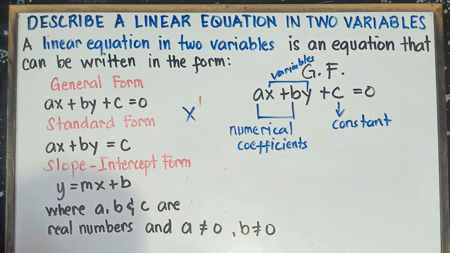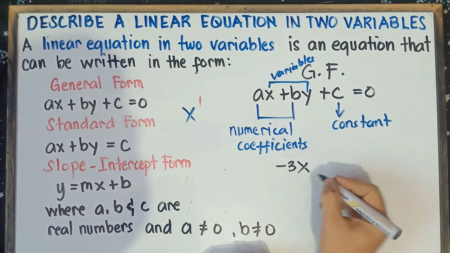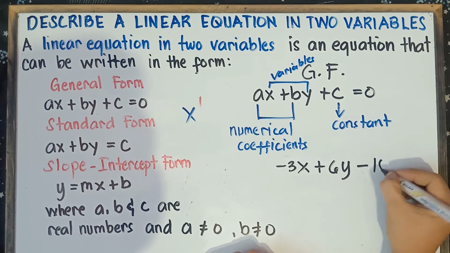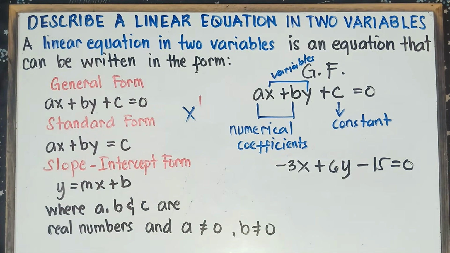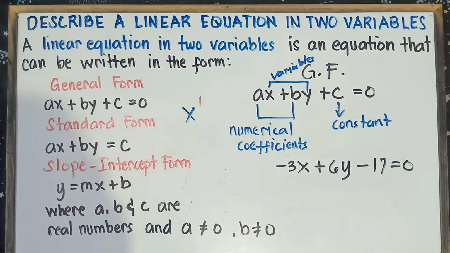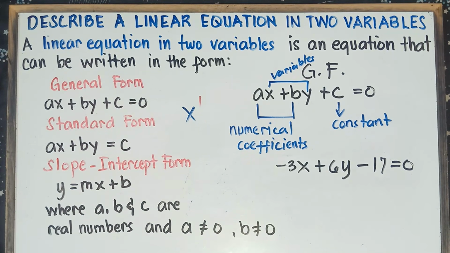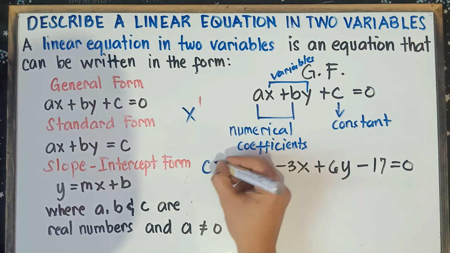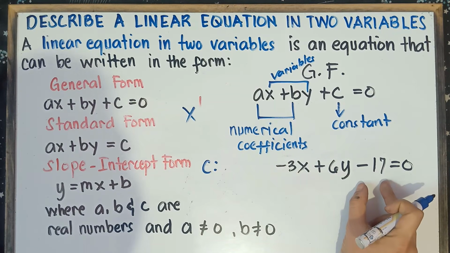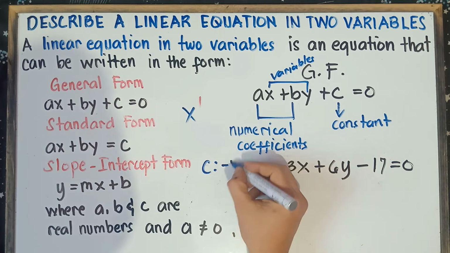If I will say negative 3x plus 6y minus 15 is equal to 0, or let me just write minus 17. Alright, question, class. Negative 3x plus 6y minus 17 equals 0. What is the constant? That's correct. The constant is what number, class? That's correct. That would be negative 17. The number alone is what we call the constant. So this is the constant, negative 17.